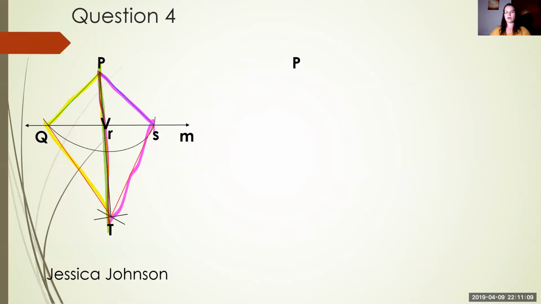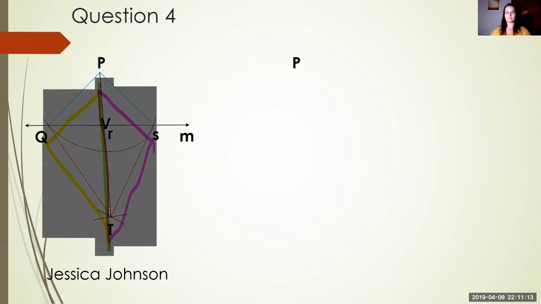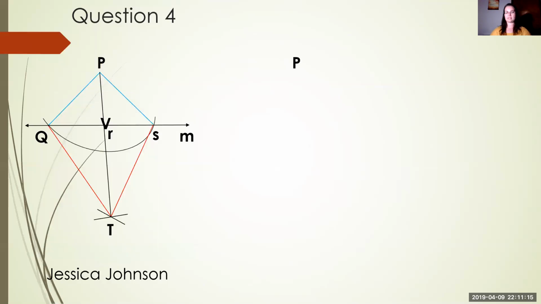QPT. Also, triangle QPT is congruent with triangle SPT because of the side-side-side theorem, which states that if the three sides of one triangle are respectively congruent to three sides of another triangle, then the two triangles are congruent.